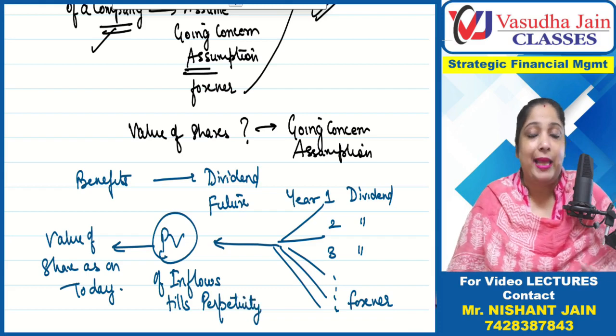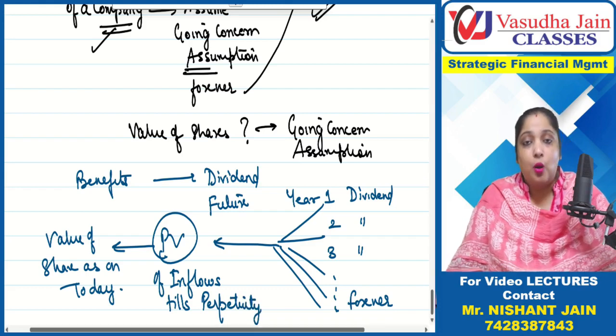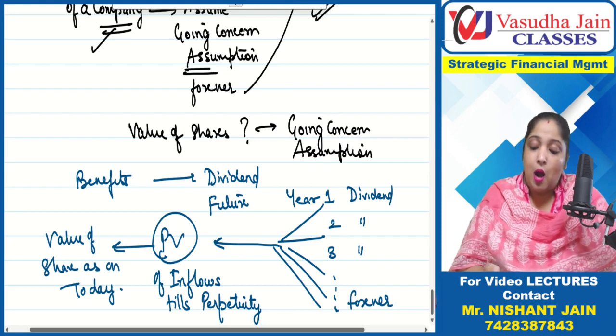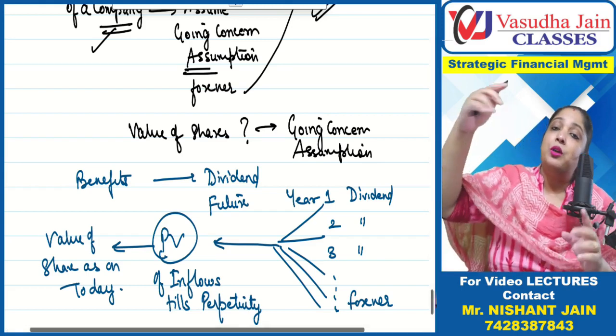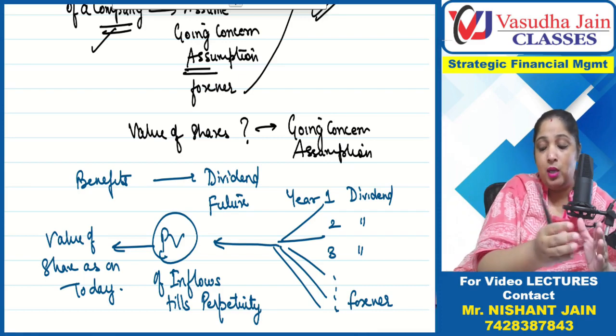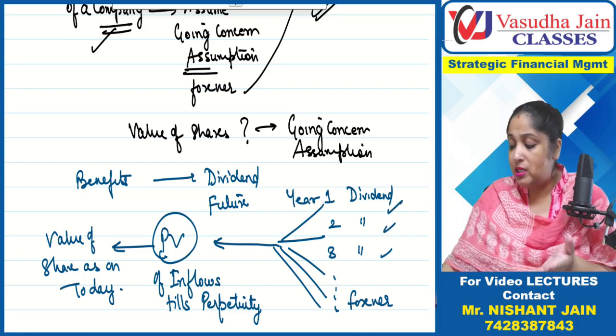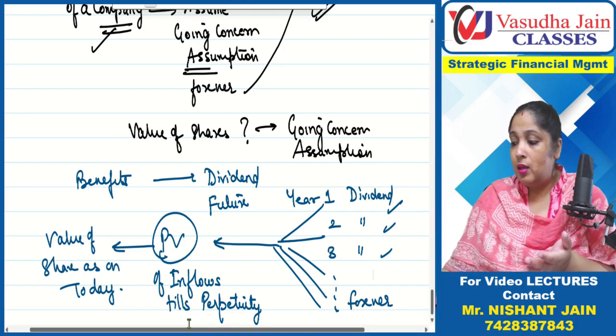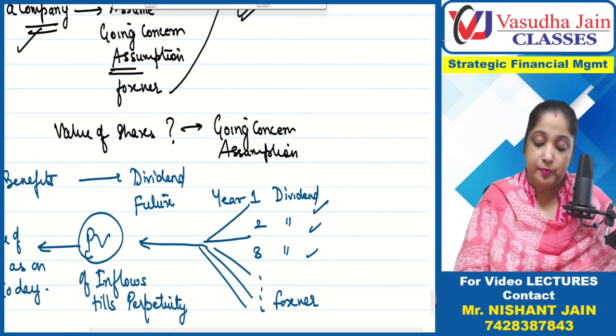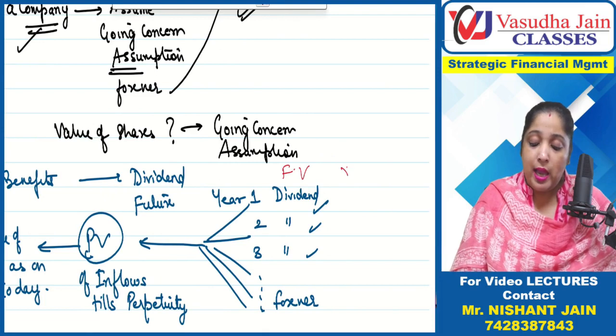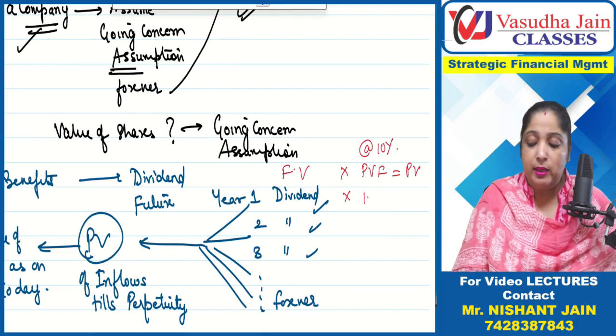I am going to explain this technical portion. Once you know how to find the present value of something which is coming in future forever, it is easy. If dividend comes for only 3 years, I can find its present value. How? Very simple. These are future inflows, these are future values. I will multiply with the present value factor and I will get present value.